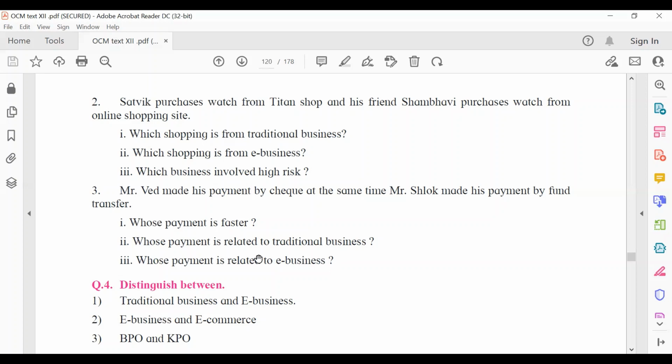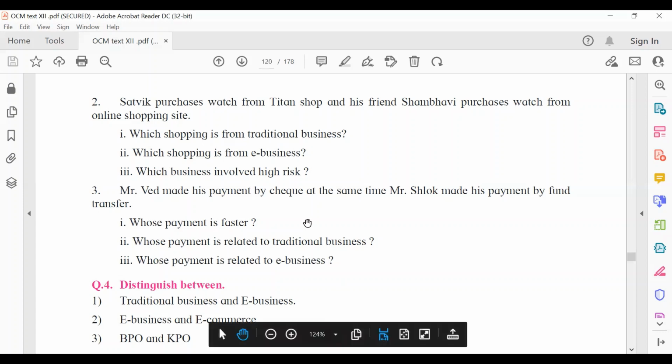Third, whose payment is related to e-business? When we are talking about this, we will explain how e-business is done. Transactions are done on the internet or by the web, so you'll give a meaning. All the highlighted texts are enough to answer all these 3 questions, all the 3 case studies that you have. Once you've done that, you will be able to highlight whose payment is related to e-business. So Mr. Shlok. You will put Mr. Shlok in a box, but you will write an entire sentence.